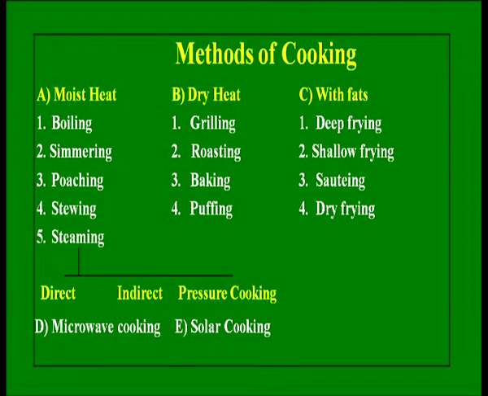So there are various methods of cooking which can be categorized into various means: moist cooking, dry heat cooking, using fat, and there is direct, indirect or pressure cooking, and there is microwave cooking and solar cooking. So one by one we will talk about all these types of cooking.